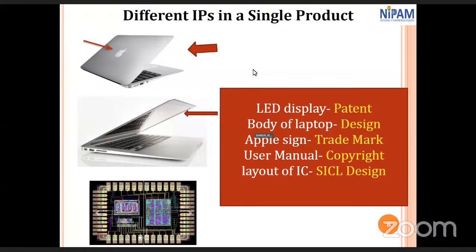Similarly, you will have multiple IPs for a single product, as well as a variety of patents. Like, for example, this LED display would come under patent. So if I'm having a mobile phone, okay, let's take this example. What would be the patentable features of this mobile phone? One would be the touch screen. One would be the swiping feature. That will also come under technical features. And another thing, like security features, also comes under patent.